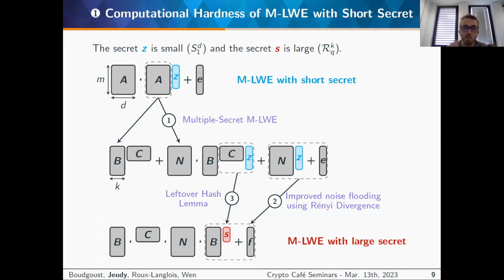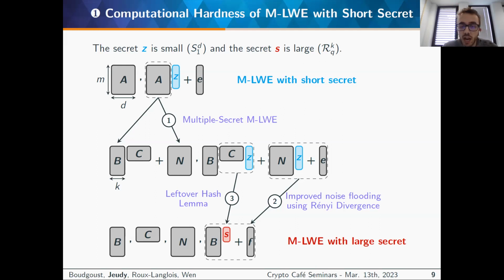So now I have this multiple secret M-LWE assumption. And what I'm saying is that an adversary will not have a significantly larger advantage in finding Z in the second situation than it did in the first situation, because my multiple secret M-LWE is assumed to be a hard problem. So now I have decomposed my matrix A to BC plus N. So in the second term, I get BCZ plus NZ plus E. And now I want to do the remainder of this reduction in 2 steps.